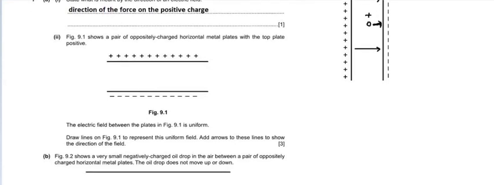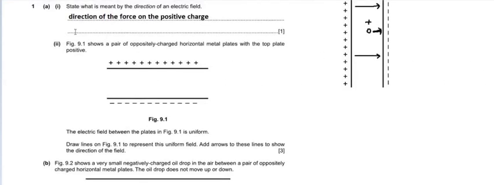Now the next sub question. The second sub question is this. This figure shows a pair of oppositely charged horizontal metal plates with the top plate positive. The electric field between the plates is uniform. This word uniform is very important here. Draw lines to represent the uniform field. Add arrows to these lines to show the direction of the field.